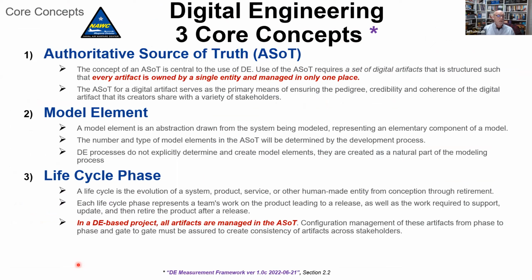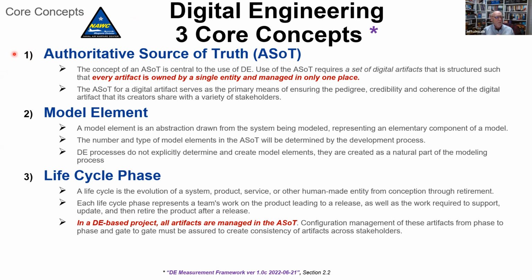So the digital engineering documentation that we're referring to, this one comes from a measurement framework that really lays this out very nicely in these core concepts. There's 3 core concepts that define really how digital engineering happens, and it starts with an authoritative source of truth. So we've talked about that. That was objective 2, the second objective in digital engineering.